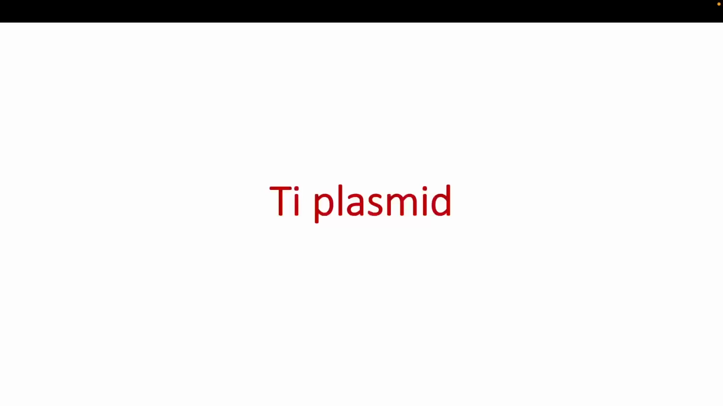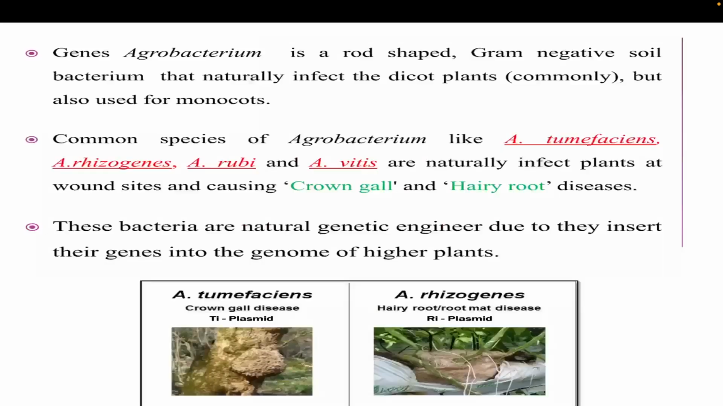So today we will discuss the Ti plasmid. Before going into the Ti plasmid, I will give a brief introduction about Agrobacterium tumefaciens, which is the host of the Ti plasmid. Agrobacterium tumefaciens is a rod-shaped, gram-negative soil bacterium that naturally infects dicot plants.